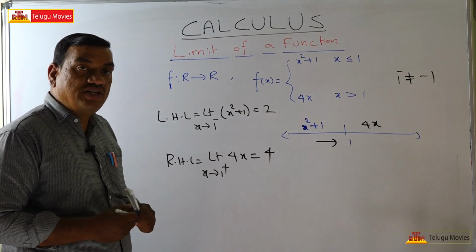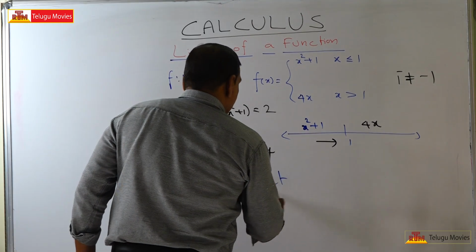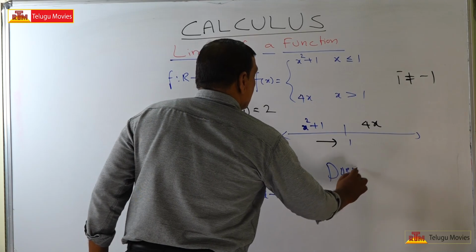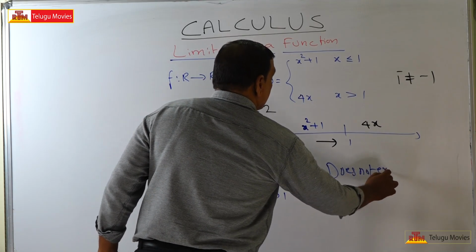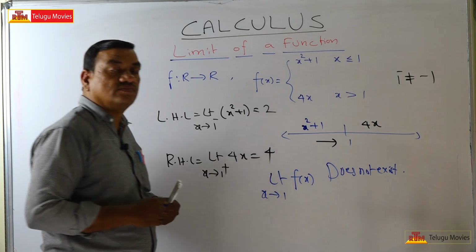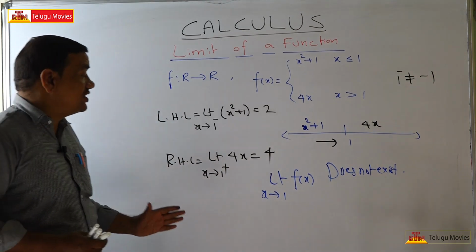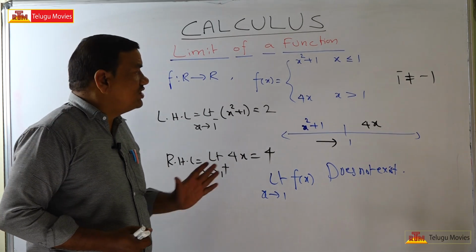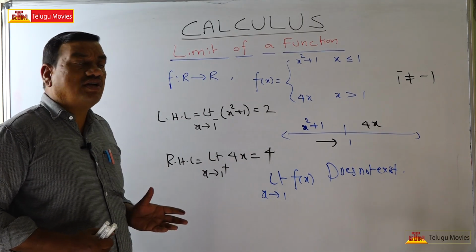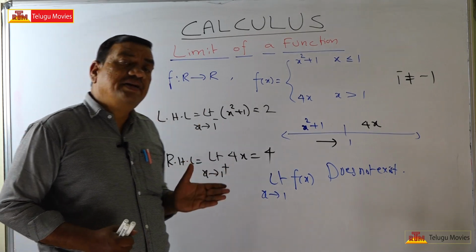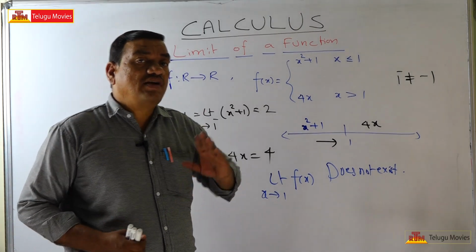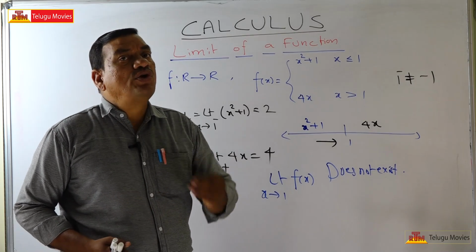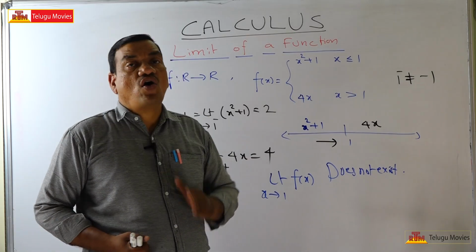We say that the limit as x tends to 1 of f of x does not exist. So what does that mean? Given a function, as x tends to 1, to check if the limit exists, we have to check both the left hand side limit and the right hand side limit. Now let us see a few more concepts in this limit of a function.